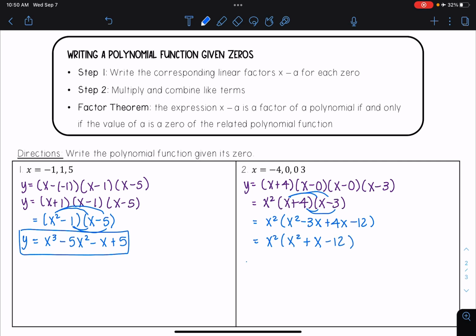And then lastly, I can go ahead and multiply in my x squared. So I have x squared times x squared to get x to the 4th, x squared times x to get x cubed, and then x squared times -12 to get -12x squared.